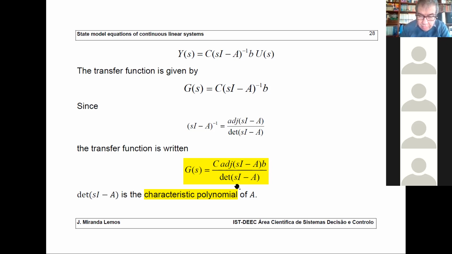Any question? Everybody understood this?